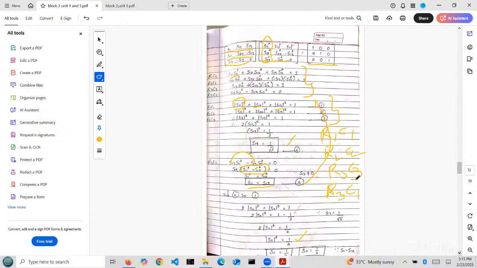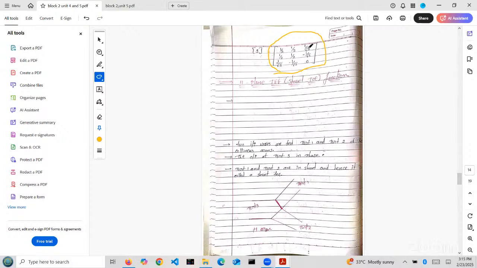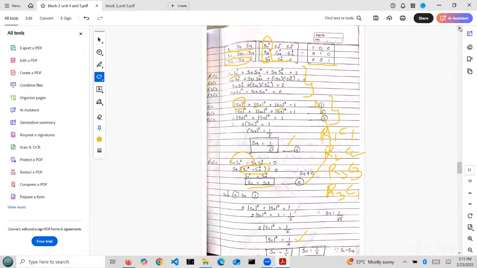The final matrix is 1/2, 1/2, 1/√2; 1/2, 1/2, -1/√2; next, 1/√2, -1/√2, 0. This is the concept of which one? E-plane tee. Actually, how is the E-plane tee designed? How is the original E-plane tee designed?